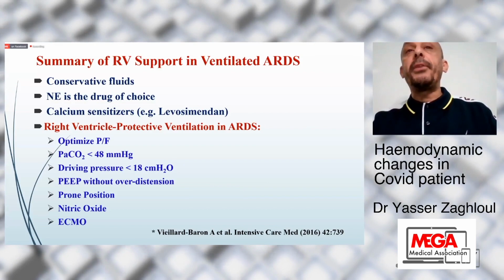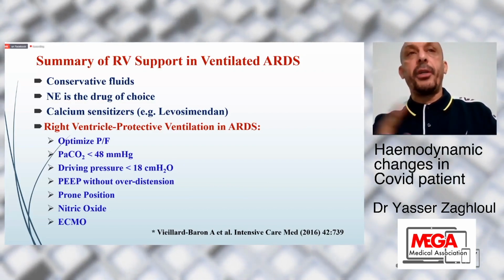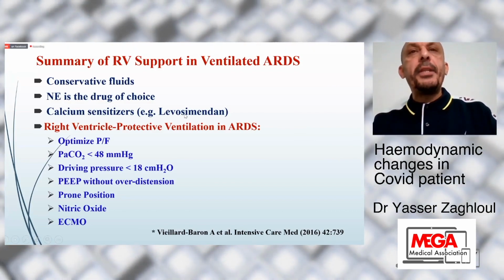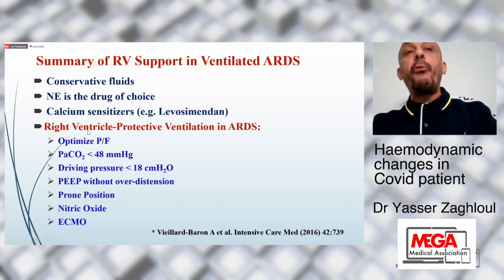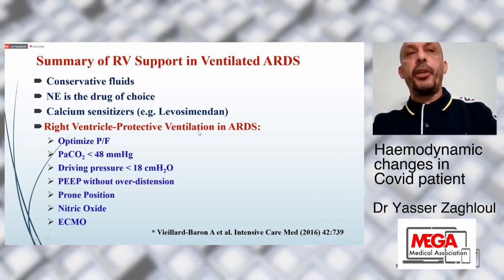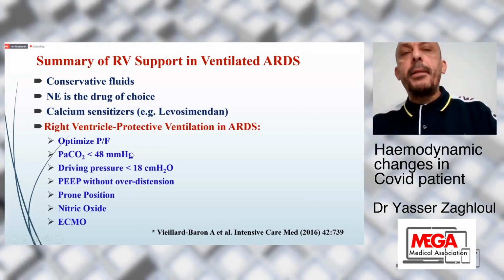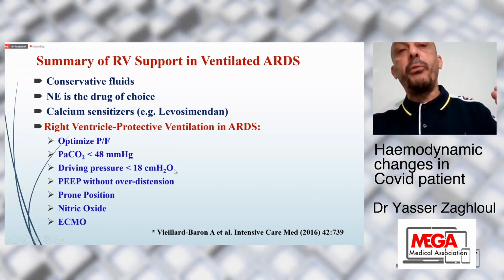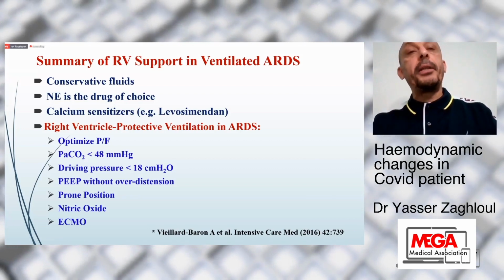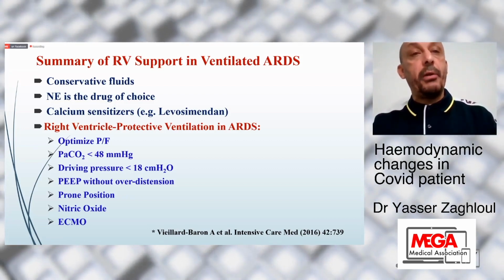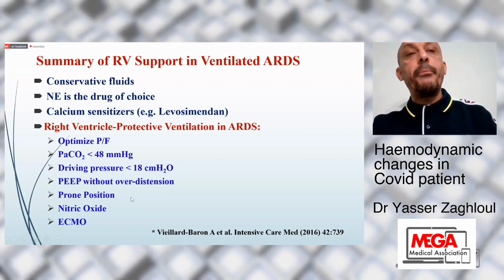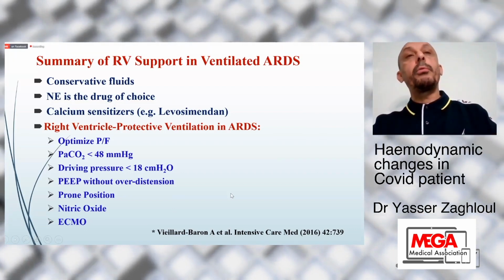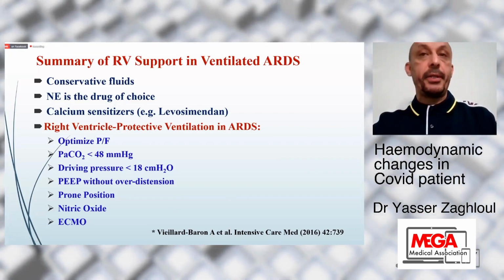This is the summary of right ventricular support during ventilation. Conservative fluids, we explained that. Norepinephrine, we also talked about that. Levosimendan is coming very soon. We have what is named right ventricle protective ventilation: optimize the oxygenation, limit the increase in CO2, and keep driving pressure less than 18 if possible. I know many patients may go to more than 25, but if possible, keep the driving pressure on the lower side. PEEP without overdistension, prone position, nitric oxide, and ECMO. So this is the summary to support the right ventricle in our patients.